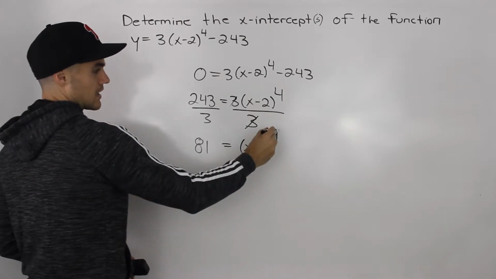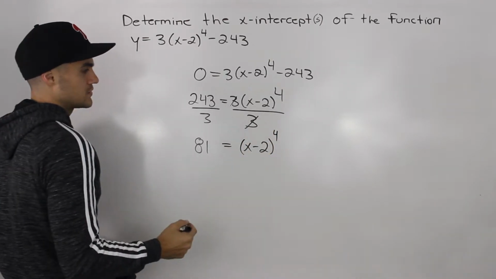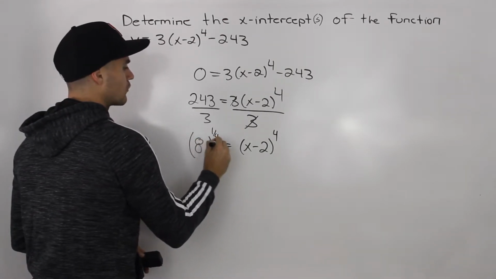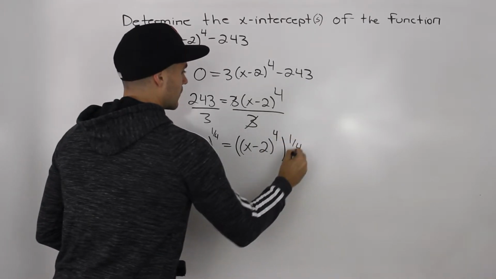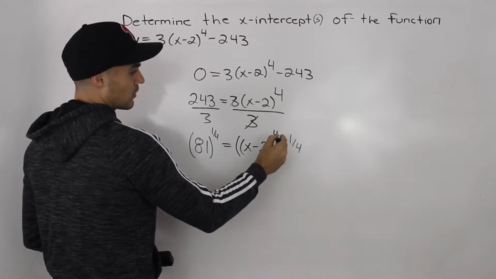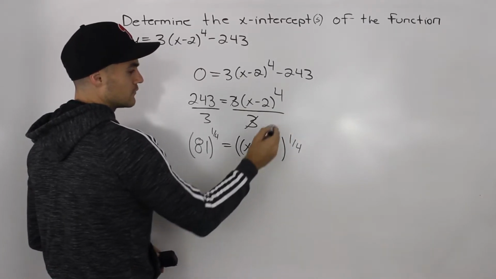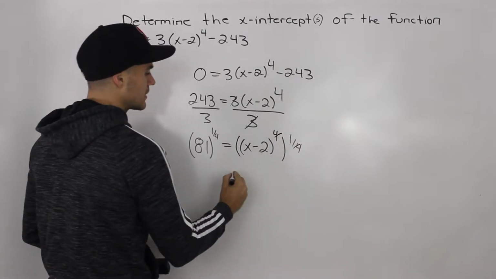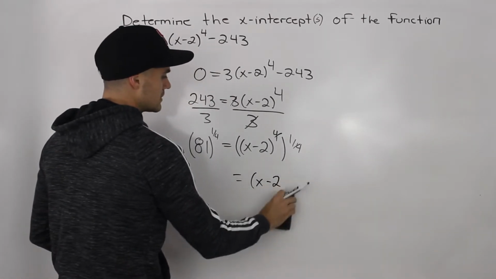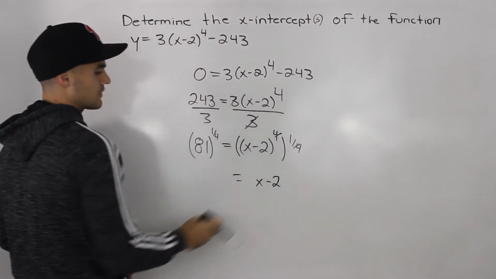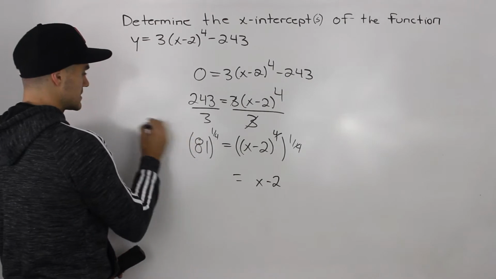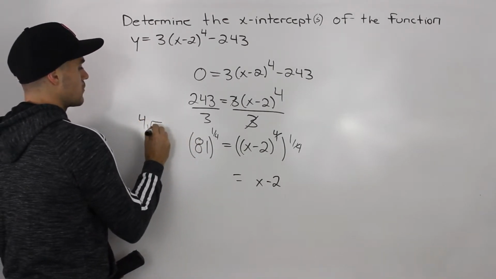Now, to get rid of this power 4, we could take the fourth root of both sides, or take both sides to the power of 1/4. Because if you take something to the power of 4 and then to the power of 1/4, 4 times 1/4 is just 1. So these would cancel out. Actually, you don't even need these brackets anymore. So you'd just be left with x - 2 on the right side, and then 81 to the power 1/4. This is the same thing as the fourth root of 81.